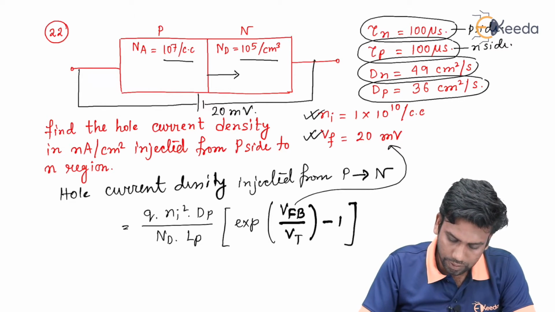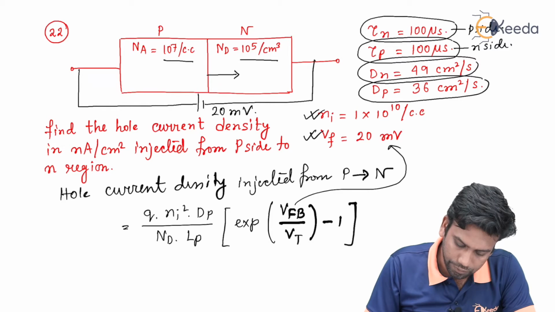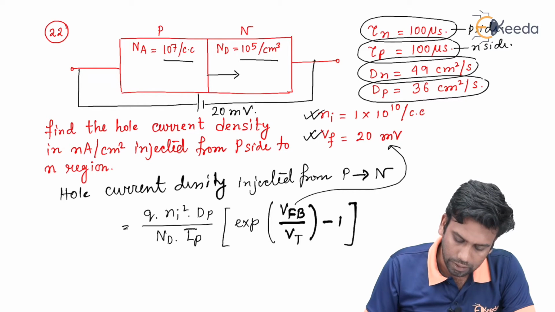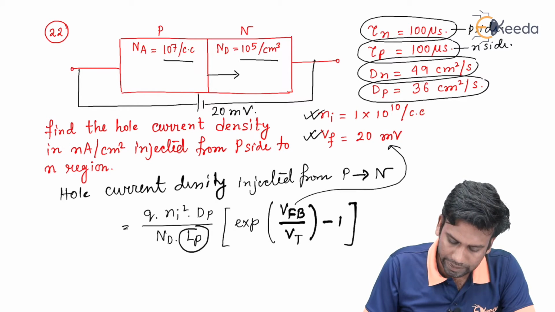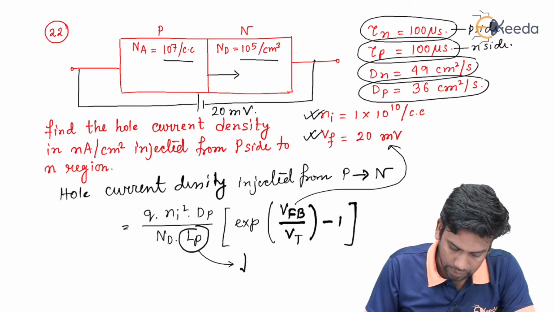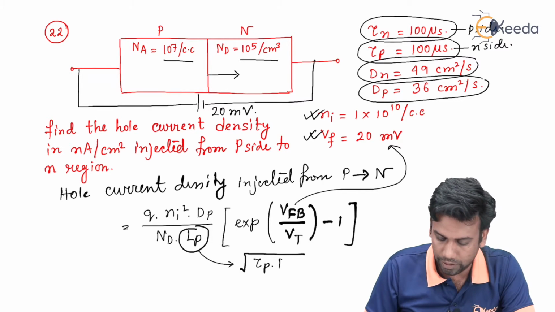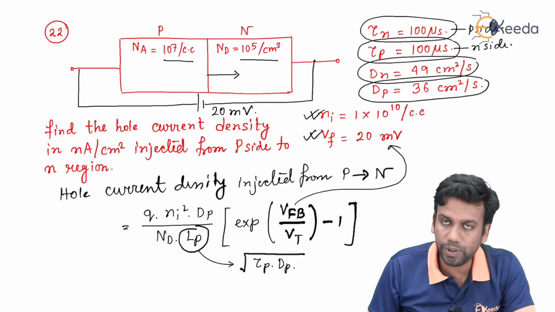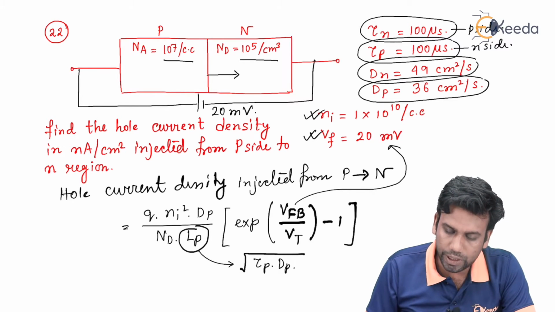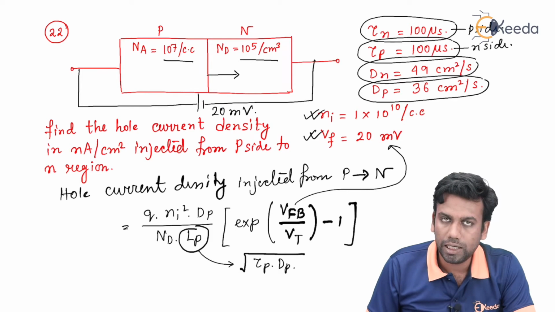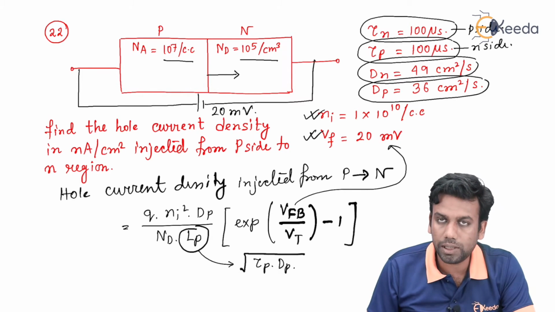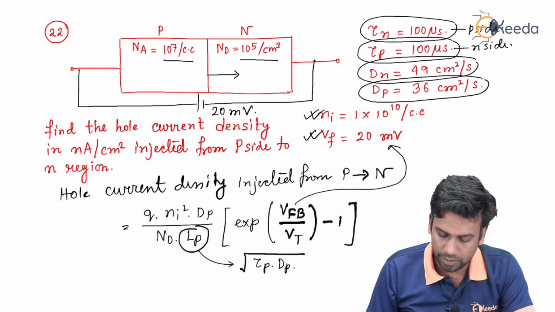Now, this Lp value, that is the diffusion length of the carriers, we know can be written as root over tau p into Dp, where tau p is the minority carrier lifetime in the n side, that is the hole lifetime in the n side.